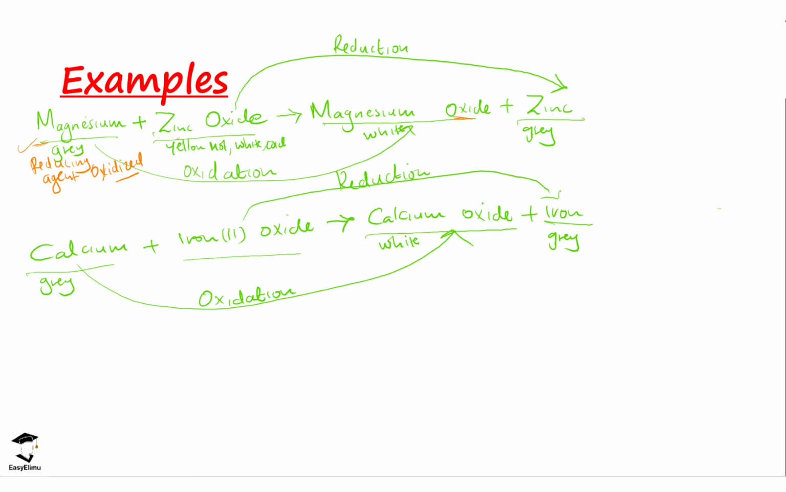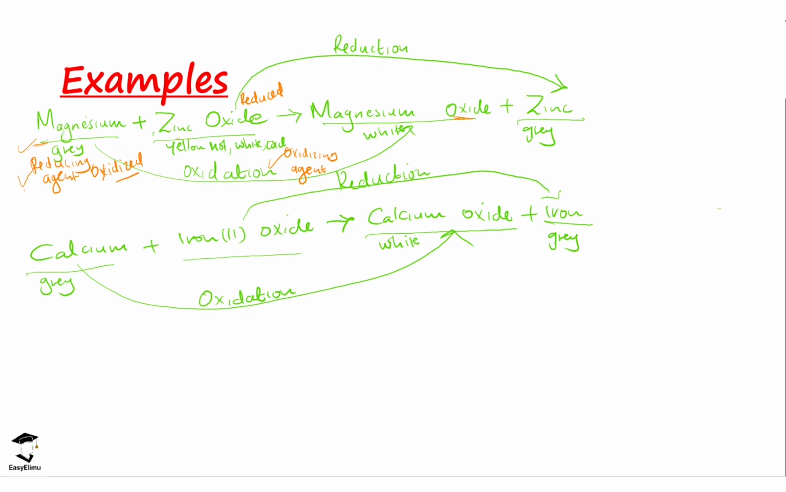It's losing oxygen. We can say it has been reduced. But also it has done the act of giving out its oxygen. It is donating that oxygen. So we refer to it as the oxidizing agent. So our magnesium becomes the reducing agent, and our zinc oxide becomes the oxidizing agent.